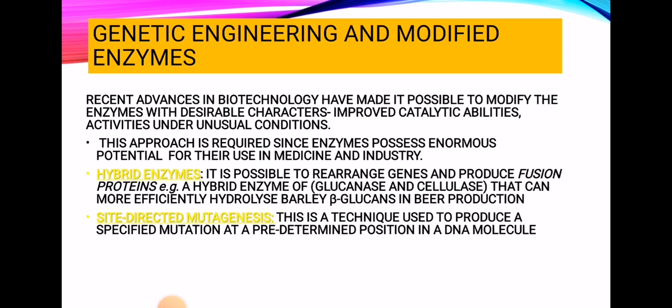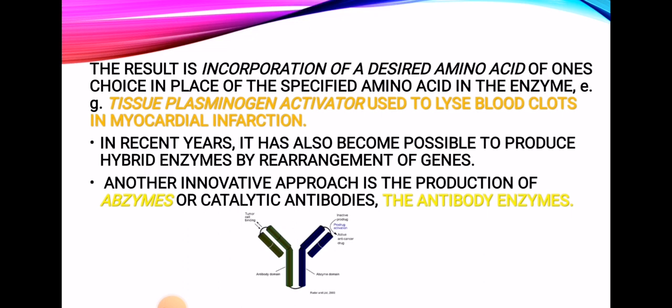Site-directed mutagenesis. This is a technique used to produce a specific mutation at a predetermined position in a DNA molecule. The result is incorporation of a desired amino acid of one's choice in place of the specific amino acid in the enzyme. For example, tissue plasminogen activator used to lyse blood clots in myocardial infarction. In recent years, it has also become possible to produce hybrid enzymes by the rearrangement of the genes. Another concept is abzymes, that is antibody enzymes. These are also called catalytic antibodies.